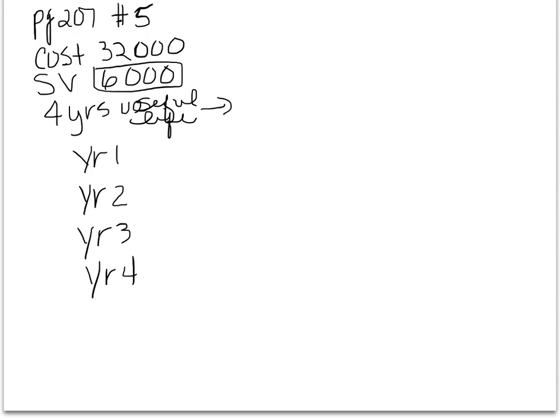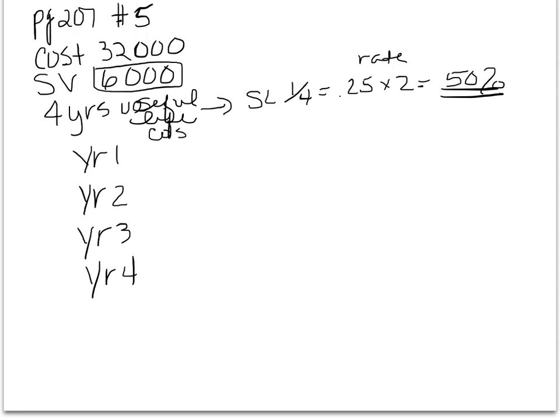If we did straight line, 1 divided by 4 gives us 25%, and the depreciation rate for DDB is always 2 times the straight line. That means that our depreciation rate each year is going to be 50%. So the formula is cost minus accumulated depreciation times the depreciation rate, or 2 times the straight line.